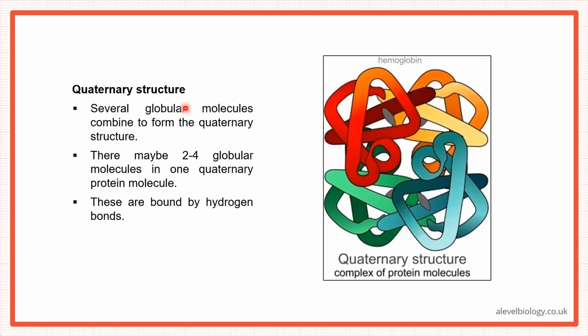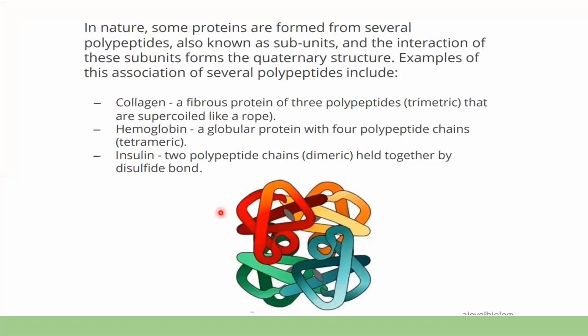So again, for tertiary we talked about how they have this globular appearance. Okay? So what happens? Several globular molecules can combine to form a quaternary structure. So there can be 2 to 4 in one quaternary protein molecule. We will discuss the example of hemoglobin. Okay? So there can be 2 to 4 globular proteins in one quaternary protein molecule, and these are bound by hydrogen bonds. So let's see how this happens here.